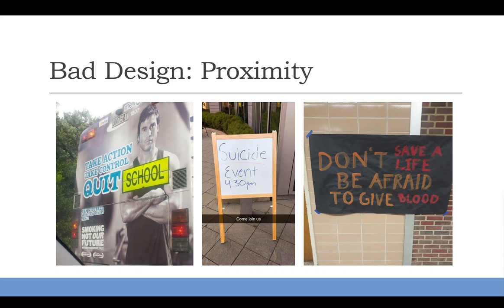Here's some bad designs for proximity. Most of these are that the words that should not be related are put too close together. So it's bad proximity. You can see this school here is just way too close to that quit suicide event. They tried to put a line under it, I think, to separate it, but it still does not work so well. And then this one, don't save a life, be afraid to give blood. Again, they tried to differentiate it with color, but because of the placement of the text, it makes it confusing.